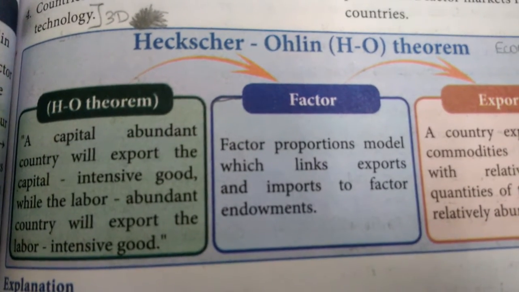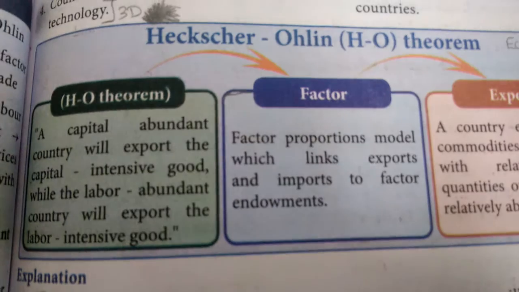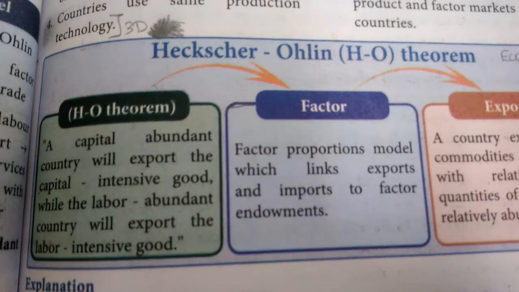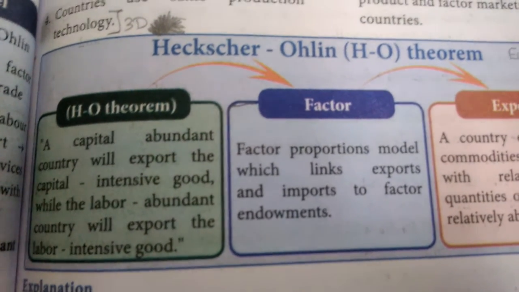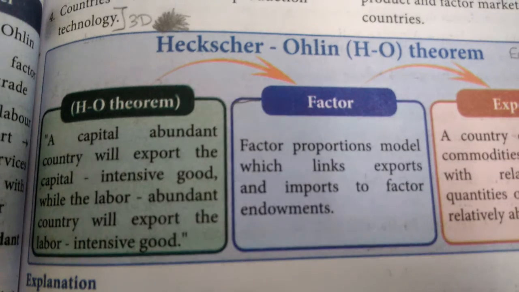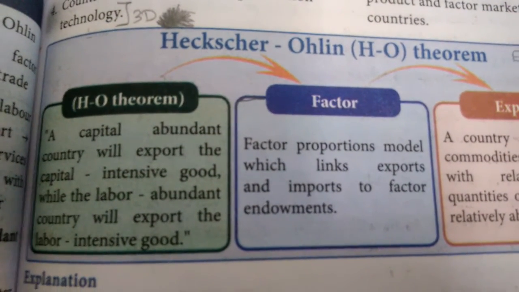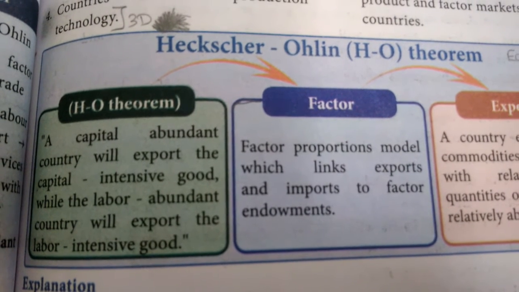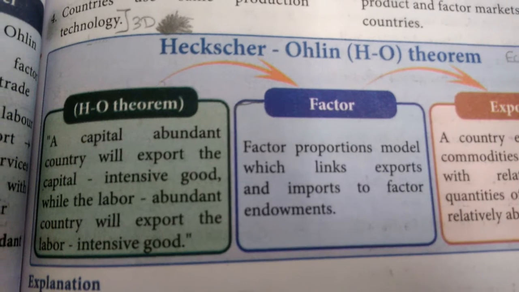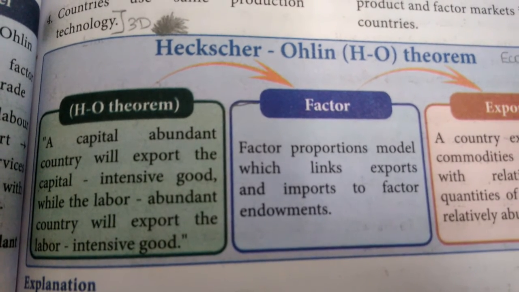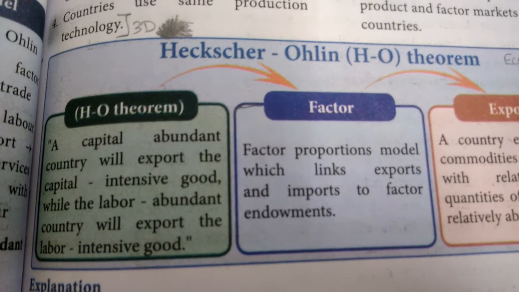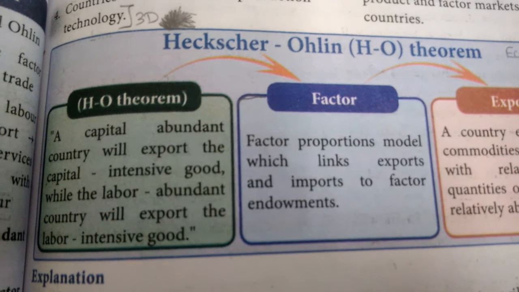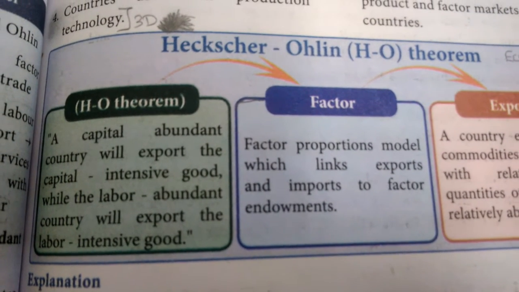According to the Heckscher-Ohlin theory, a capital abundant country will export the capital intensive good, while the labor abundant country will export the labor intensive good. So the country which has more factor endowment abundantly in capital will export the capital intensive good, and the country which has abundant labor will export the labor intensive good.